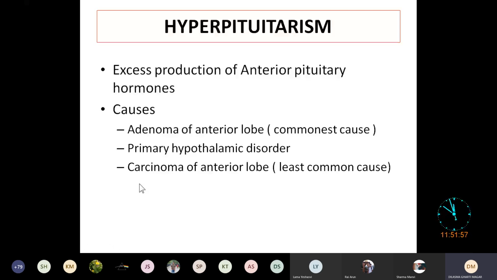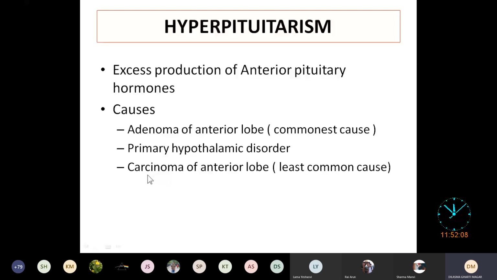Understood here? The last point is very rare: carcinoma of the anterior lobe. Usually it's very rare, like it may not occur even in 1 or 2%, I feel. So carcinoma of the anterior pituitary is the least common cause.